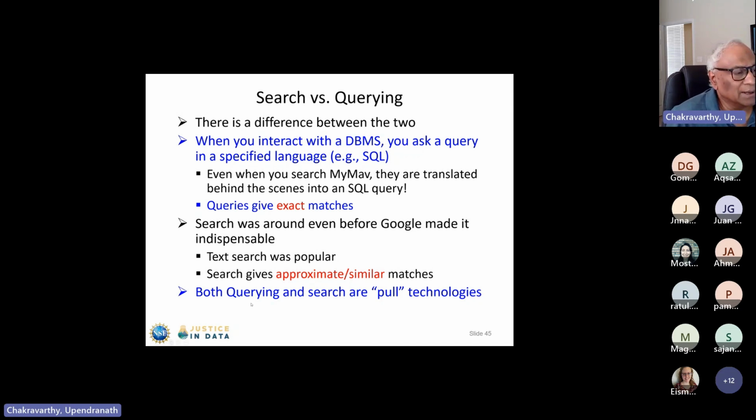The important thing I want you to understand is these are known as pull technology, because we'll see something that is not pull technology later. What do we mean by this? It means that you have to initiate something. You have to write a query and submit. You have to type a bunch of words and put it into the Google bot. Then only you get the result. So this is what we call pull technology. In contrast, there is a technology called push technology, which is very useful.